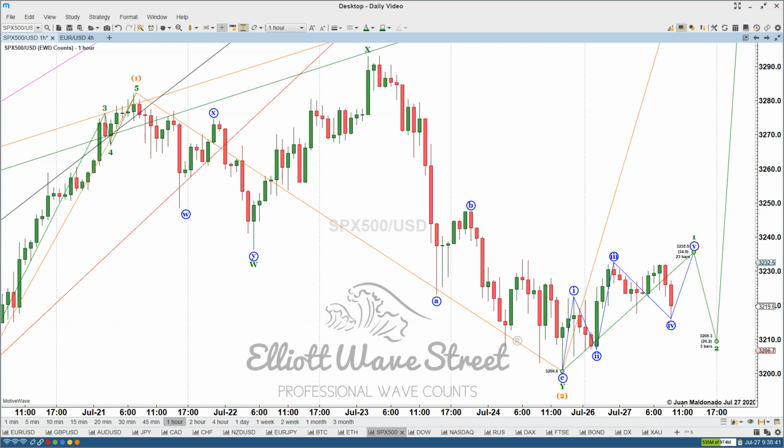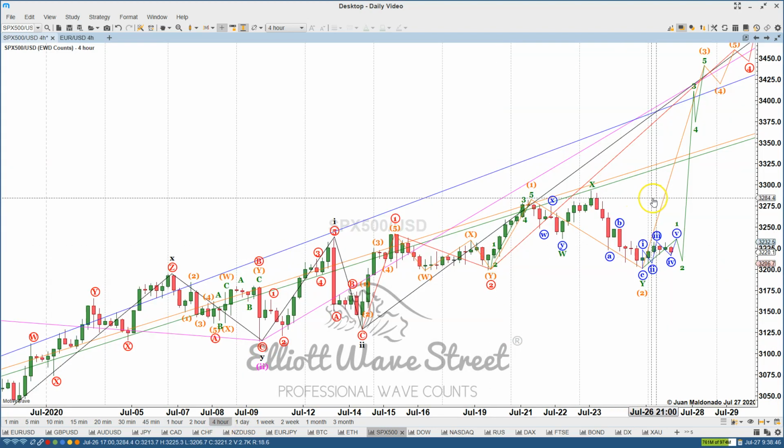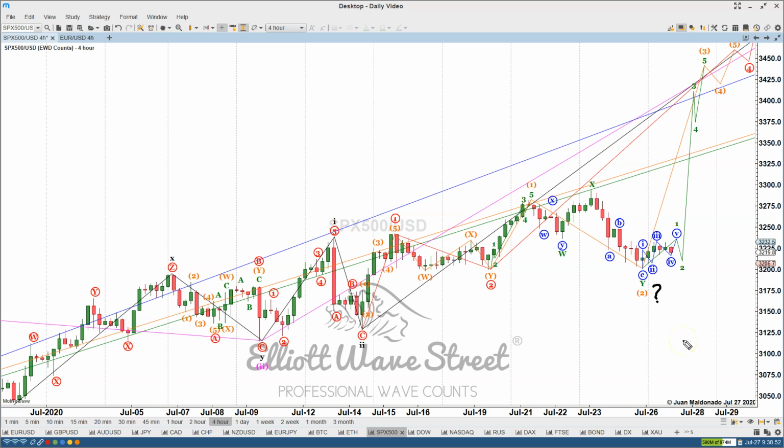Because the main plan, like the big picture plan, is that we are going up to the previous high this week, to the 3,284. But the big question is if wave 2 ended or not. That's the big thing. We don't know that yet. We don't know if wave 2 is over or not. So I'm waiting for that in order to take the decision. But we need to start trading. We need to start taking decisions over there.